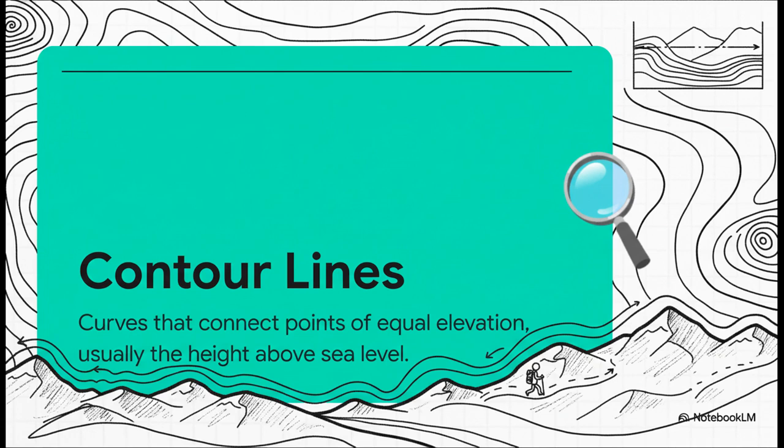So think about it. If you were to walk a path that followed a contour line perfectly, you would not go uphill or downhill at all, not even a little. You'd be walking on perfectly level ground.